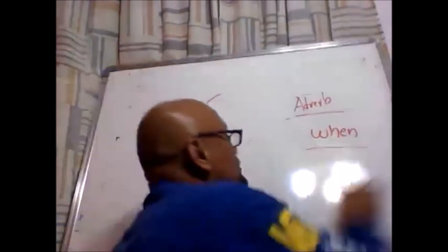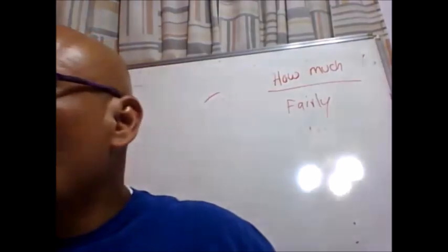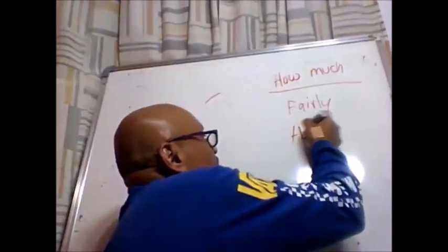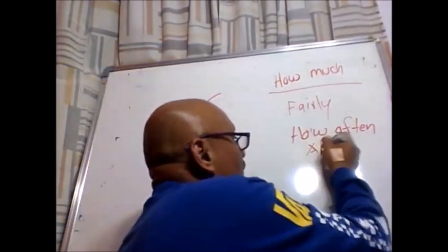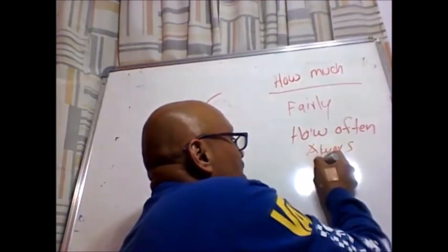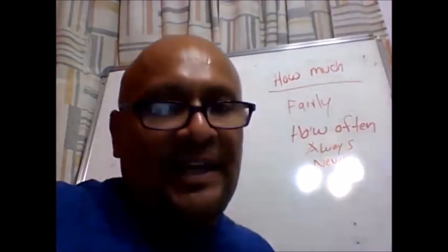Okay, and also how much. How much you do something. For example, fairly is something that you do even to everybody. Okay, can you see? Okay, and also how often. Do you remember the frequencies? Always, never. This is what an adverb is.